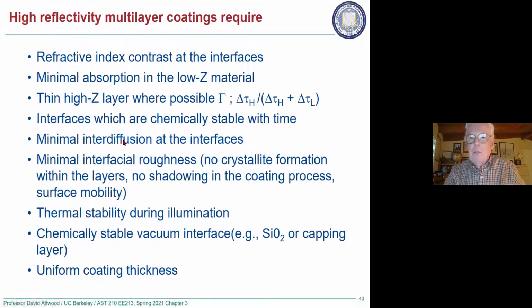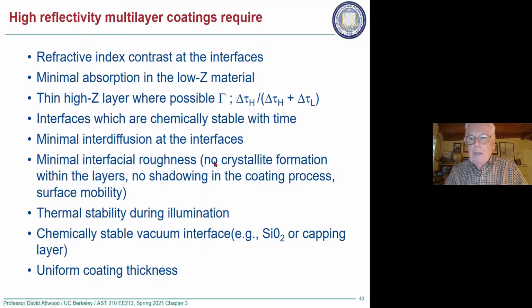You don't want the moly going into the silicon and the silicon going into the moly, because then the interface isn't so sharp. Same like for tungsten and carbon. Okay, so sometimes you'll see we'll put a diffusion layer at the interfaces. You don't want the interface to be rough. You want it to look as flat as possible.